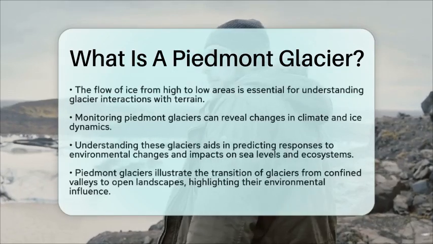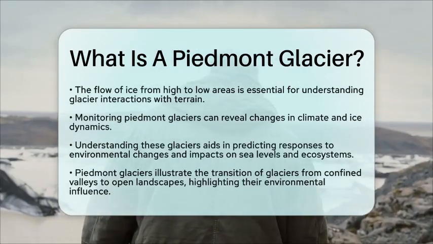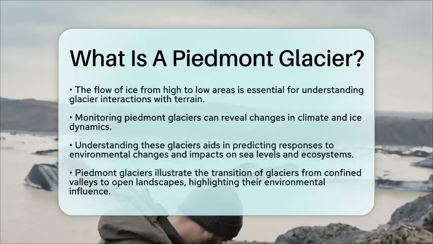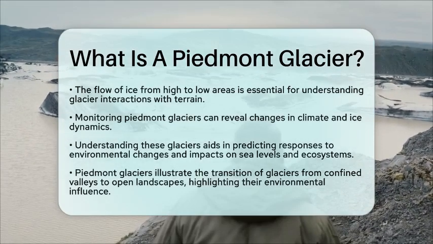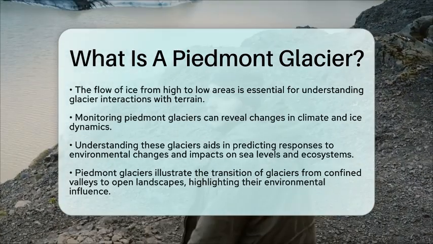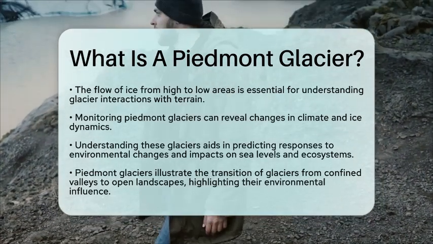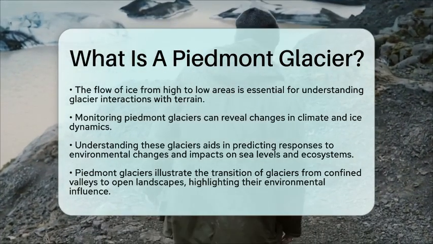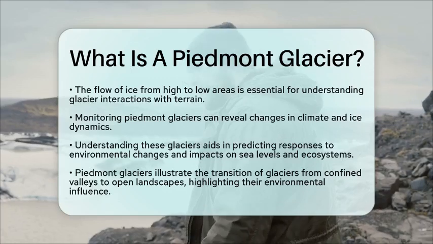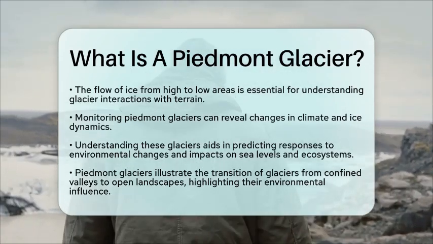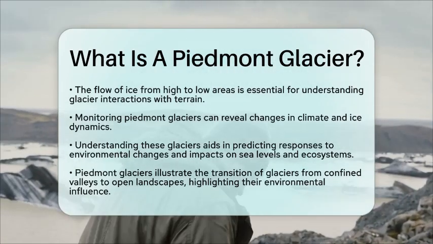Monitoring changes in their size and shape can indicate shifts in climate or ice dynamics. In polar regions, understanding these processes is essential for predicting how ice will respond to environmental changes. This knowledge can also help scientists assess how glacial meltwater affects sea levels and coastal ecosystems.